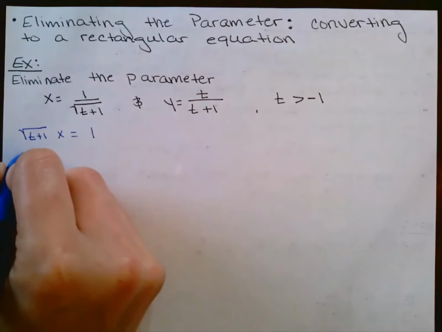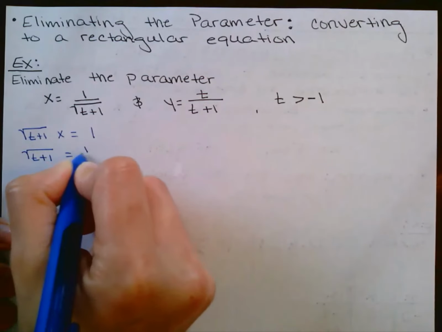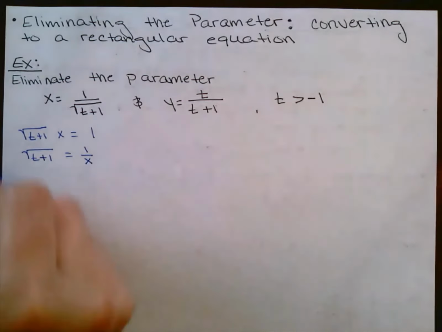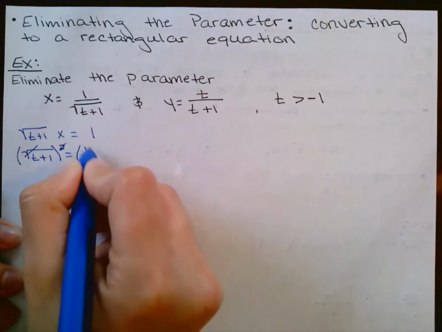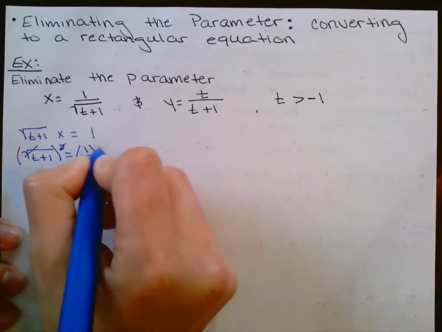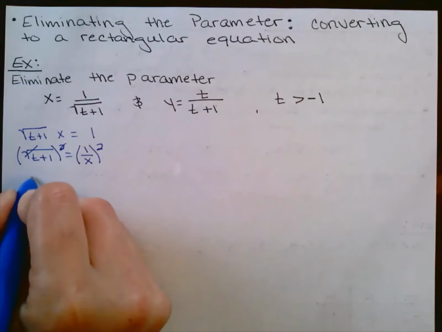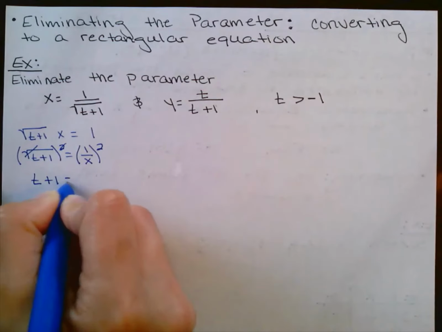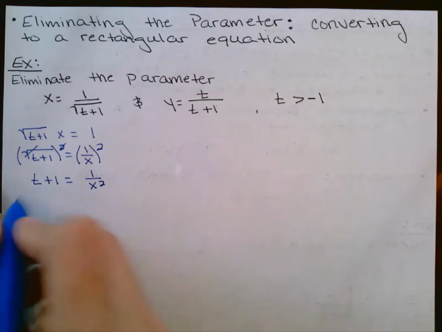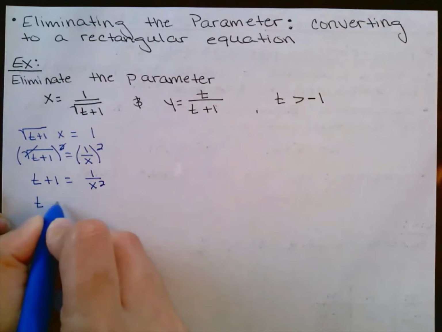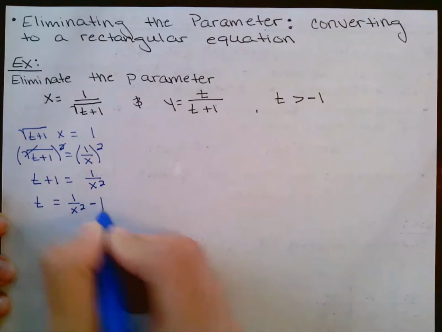I'm going to divide that x over. Now I'm going to square both sides. Remember, my goal here is to get rid of everything and isolate that t. So now here I end up with t plus 1 equals 1 squared is 1 and x squared is just x squared. And then I'm going to subtract the 1 and say t equals 1 over x squared minus 1.